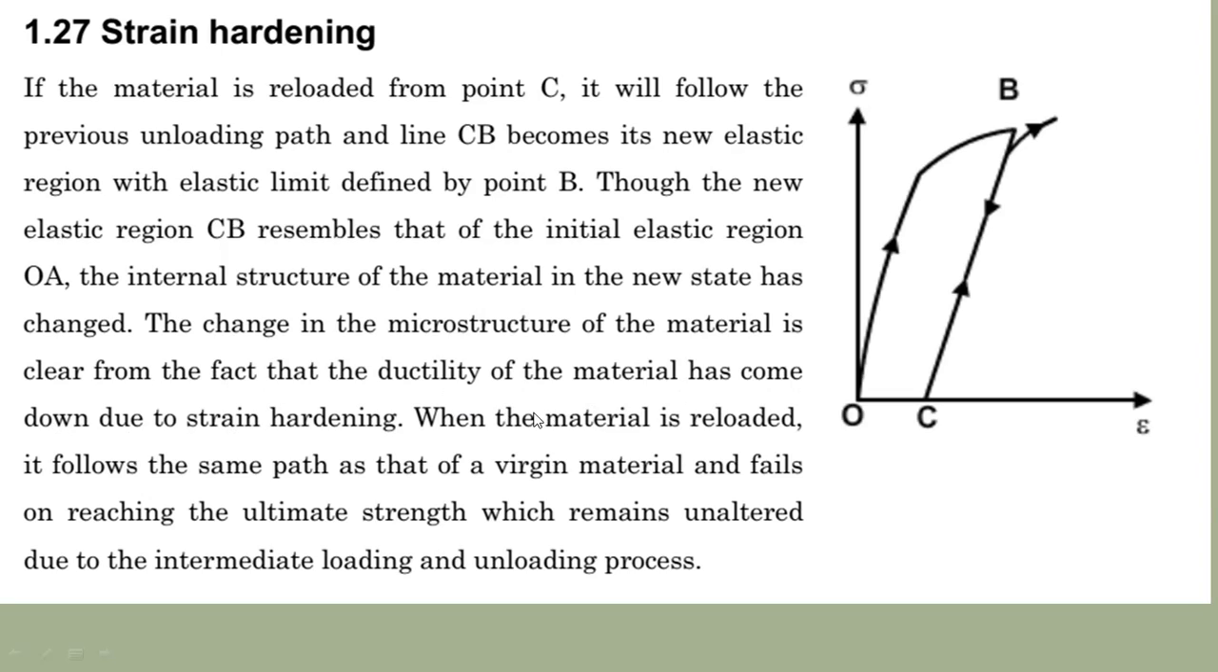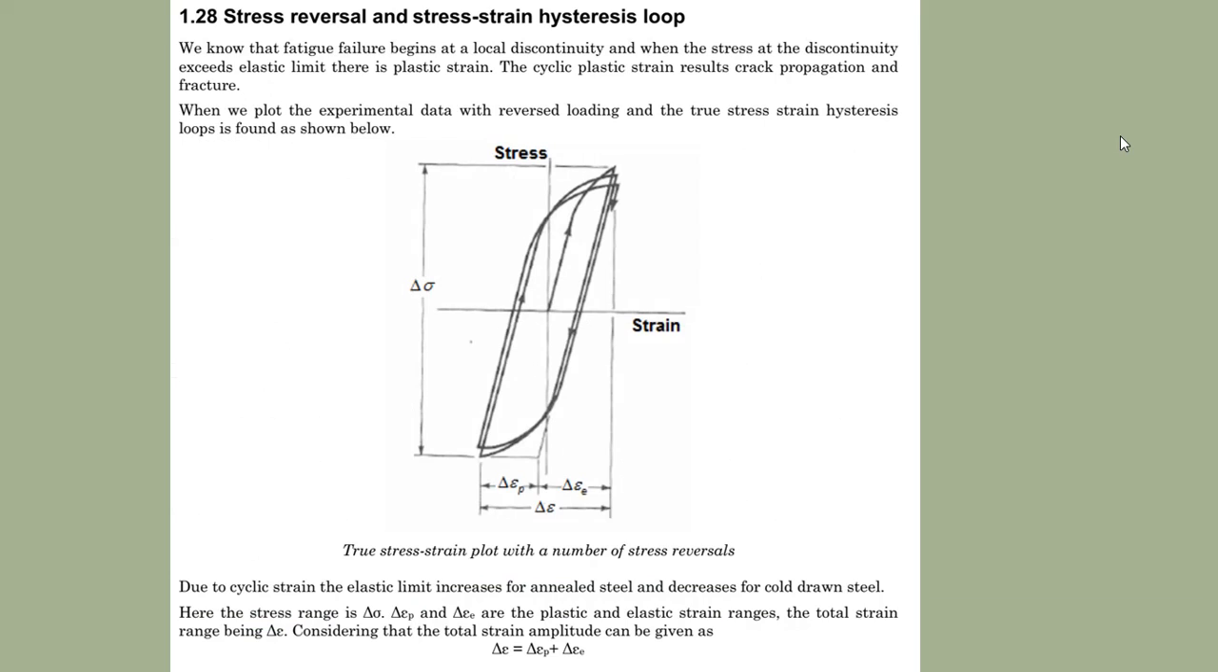When the material is reloaded, it follows the same path as that of virgin material and fails on reaching the ultimate strength, which remains unaltered due to intermediate loading and unloading process, that is the strain hardening. Means at this point after unloading, if we load this member again, then the same curve will be there. So first elastic limit, plastic limit, and then a breaking point, and then fracture. Then stress reversal and stress strain hysteresis loop. So that we will see in the next part.